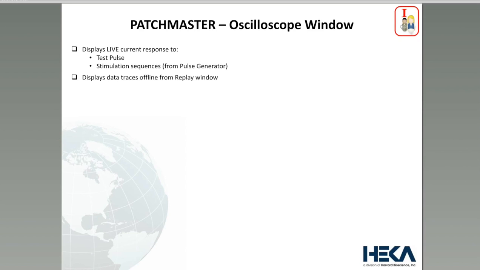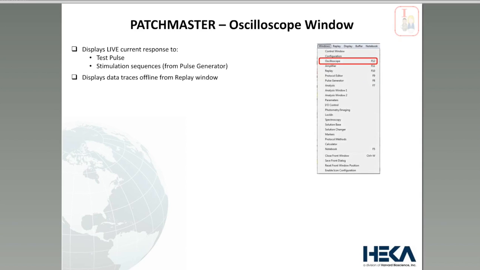And on the upper right-hand side, please notice there's this little red logo that shows an eye, which indicates the oscilloscope window is an information window and not a parameter window.